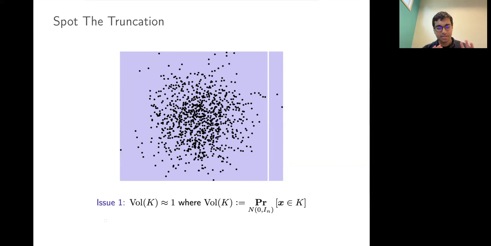Great. So the issue with this picture right now is that you've deleted a tiny amount of mass, or in other words, the Gaussian measure of the set you're drawing samples from is really close to 1. So just to set up some notation, I'm going to write vol K, and I'll be calling it the volume of the set K, to just mean the Gaussian measure of the set K. So just the probability that a standard Gaussian lands in the set K. And so the issue here is that the volume of the set K is really close to 1.